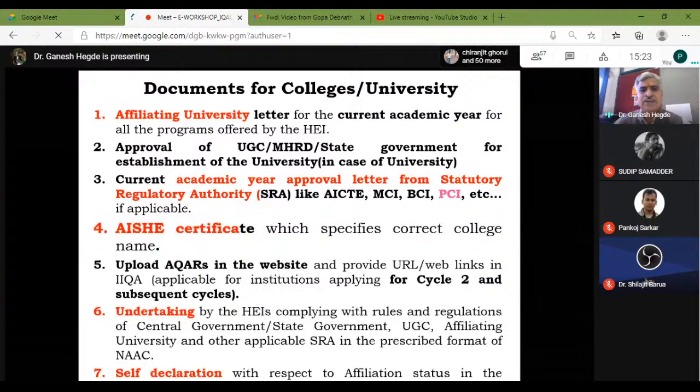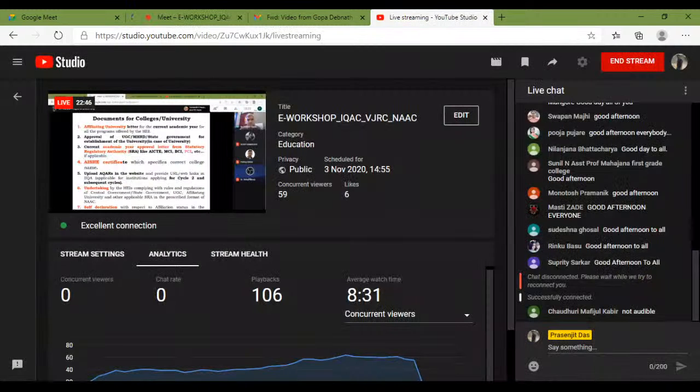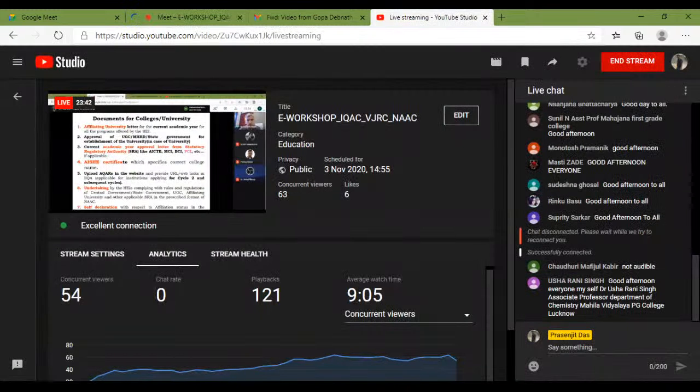If you have AICTE approval, for example for MBA or MCA, or if you have a program in law, then you need to have the statutory regulatory authorities' approval. Those approvals you have to provide. If you have the UGC approval like the 12B, you can also upload it. The AISHE certificate is very much necessary to apply to NAAC.